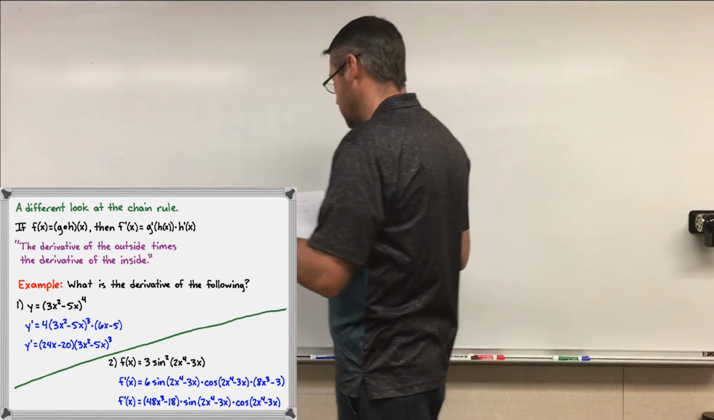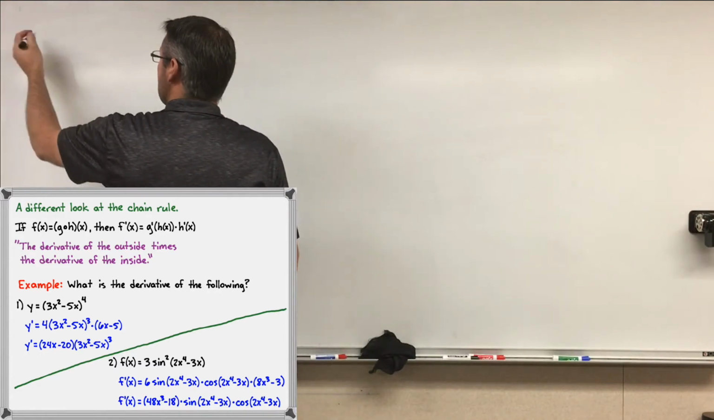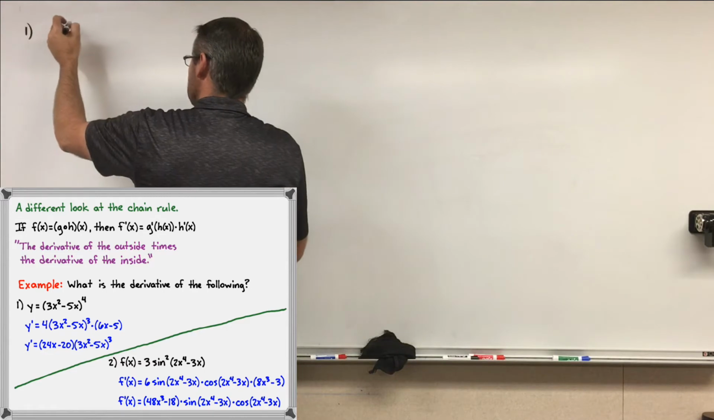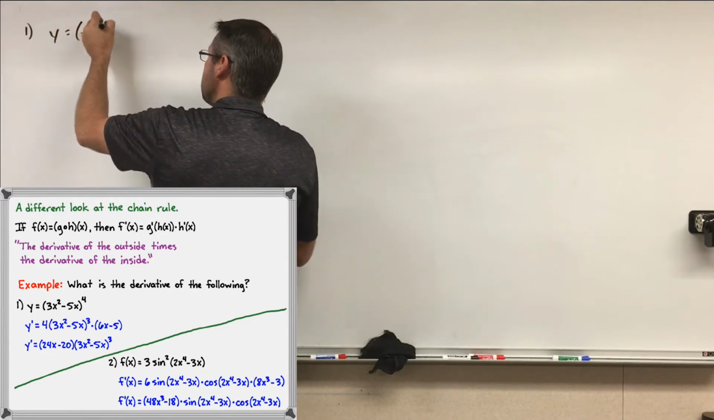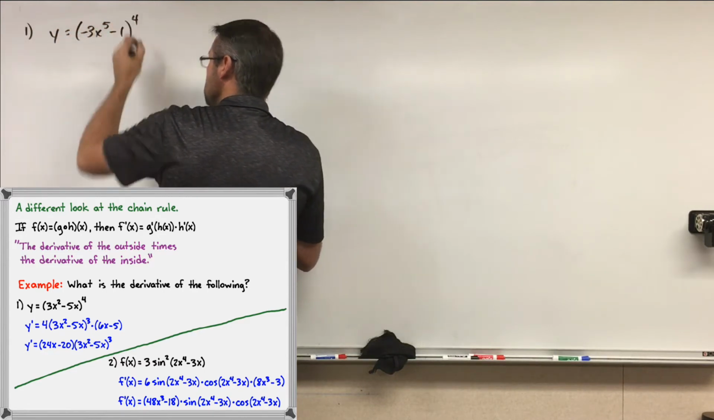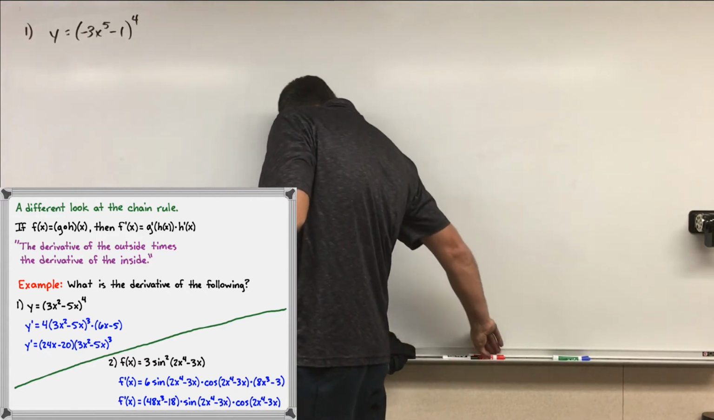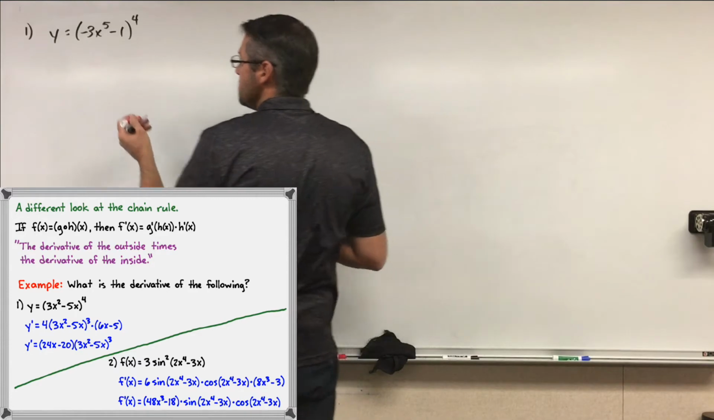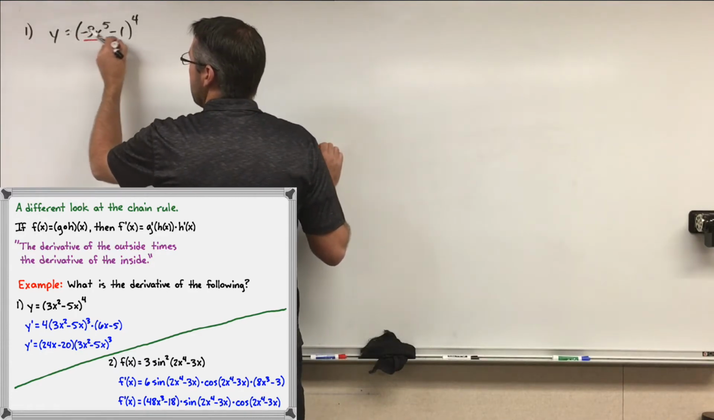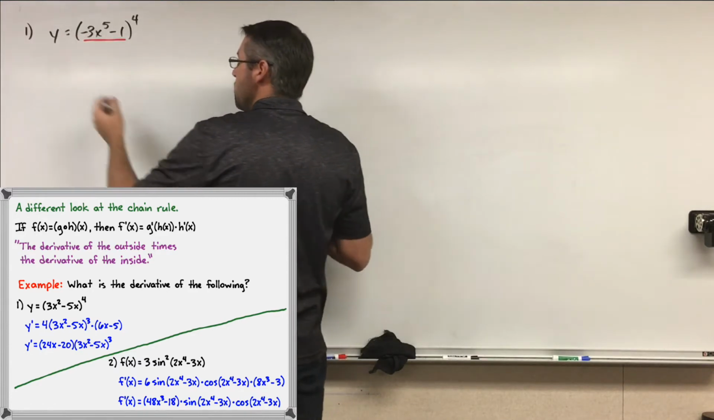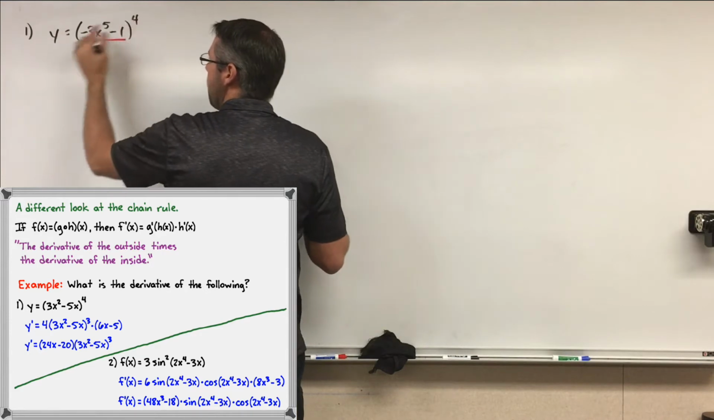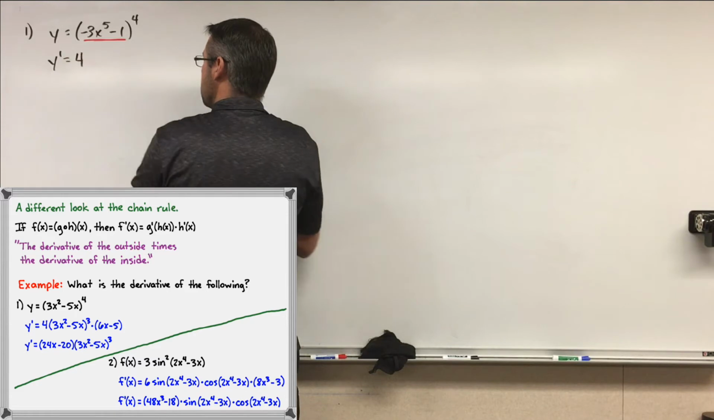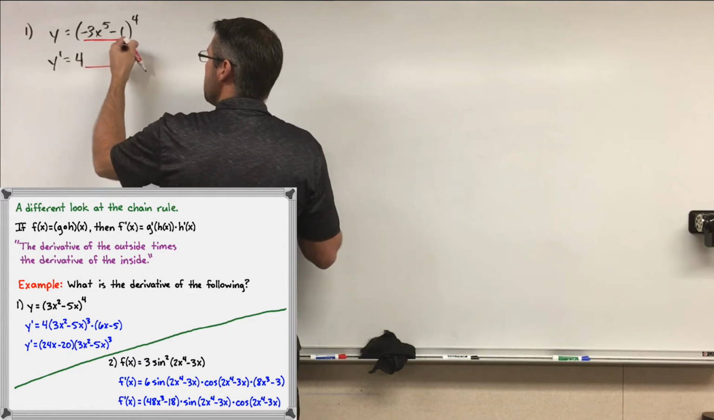So let's go ahead and take a look at number 1. When you're ready, again, do not do this until you're ready. Number 1 is y equals negative 3x to the 5th minus 1, all to the 4th. So this is a chain rule because we have a composition. So we're going to underline our inside. So what do we have? We have something to the 4th. What's the derivative? The derivative is 4 something to the 3rd.